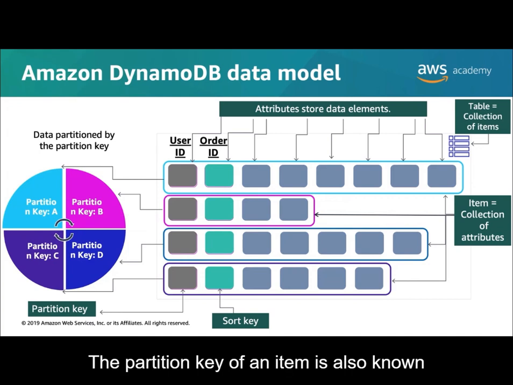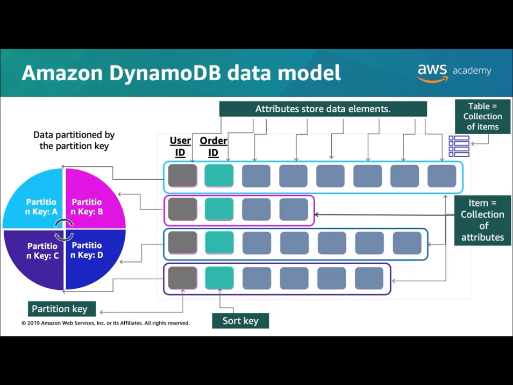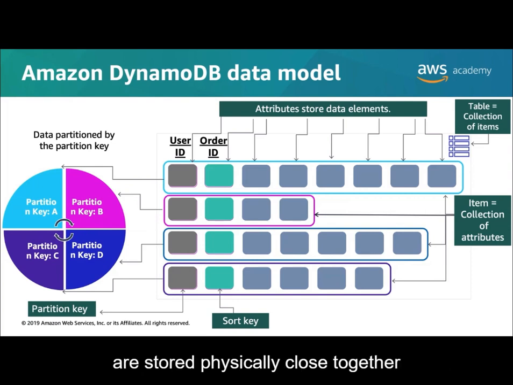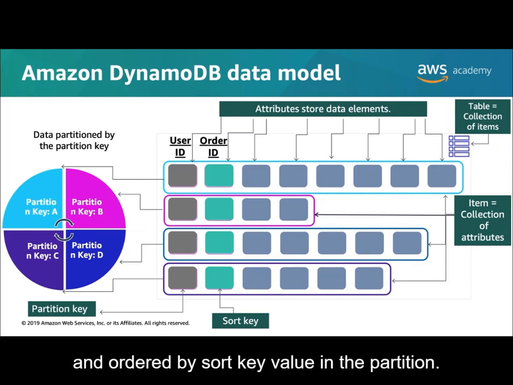The partition key of an item is also known as its hash attribute. You can also define a sort key so that all the items with the same partition key value are stored physically close together and ordered by sort key value in the partition.